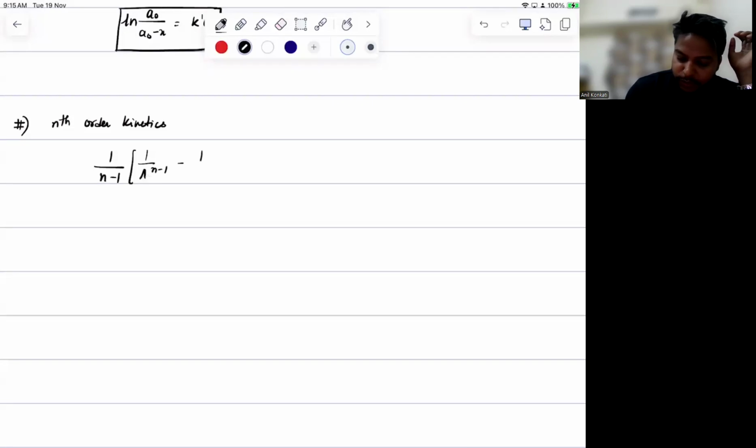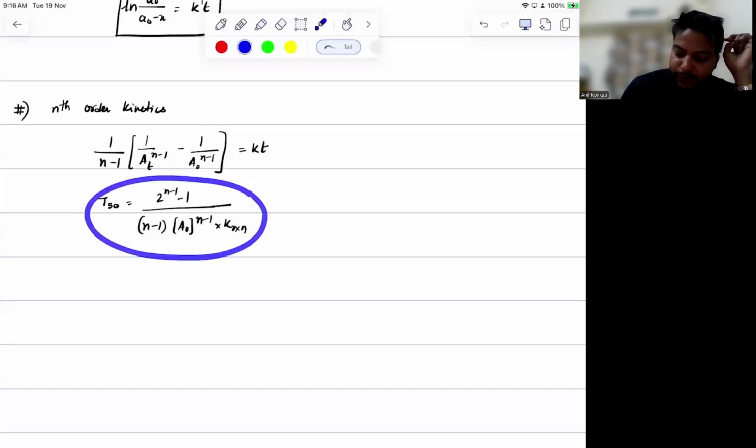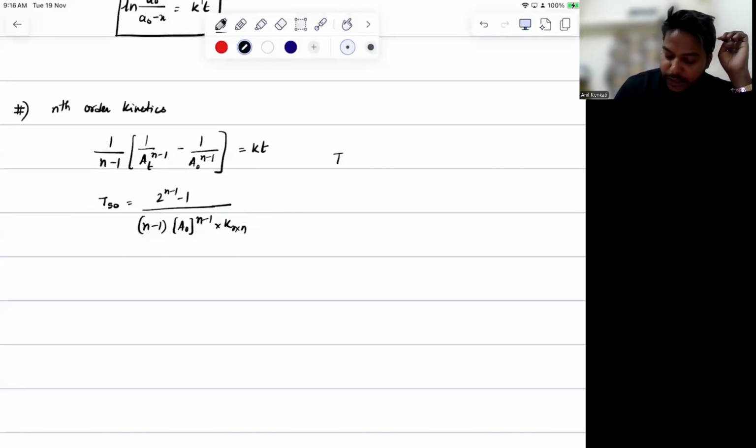1 by A0 raised to the power of n minus 1 minus 1 by A naught raised to the power of n minus 1, that is equal to kt. Okay. And t half or t50 will be equal to 2 raised to the power of n minus 1 minus 1, by n minus 1 into A naught raised to the power of n minus 1 into k, of the reaction. Here, if you notice this T50, it is actually directly proportional to A naught raised to the power of 1 minus n.